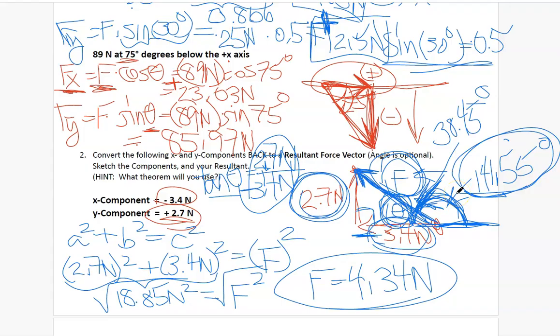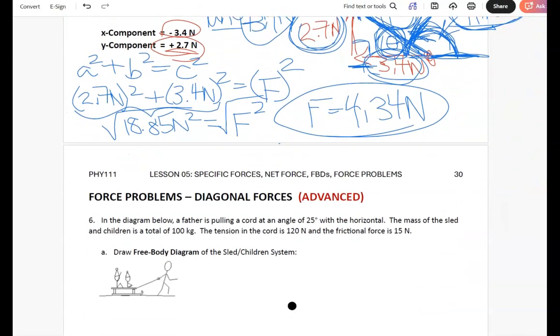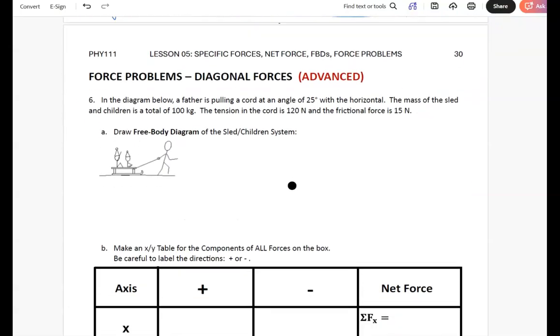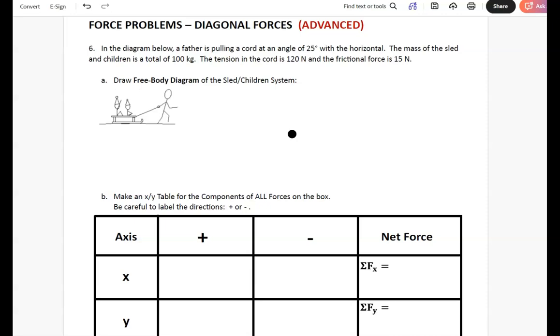But again, we would never make you do something like this in this course. So how would you apply these methods to an actual free body diagram problem? Well, here's an example of an advanced free body diagram problem with a diagonal force.